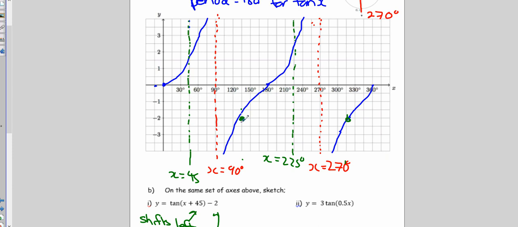So we can draw this first one here. We'll only draw one of them. This one goes down. This one kind of goes up. Make sure it doesn't cross your asymptote. And from this one, it starts to go down.